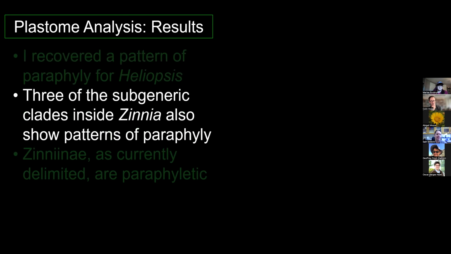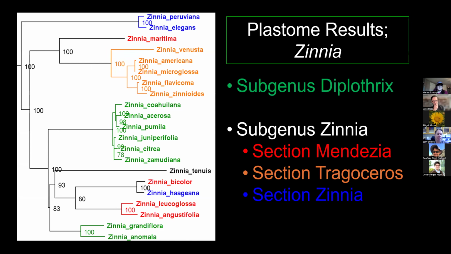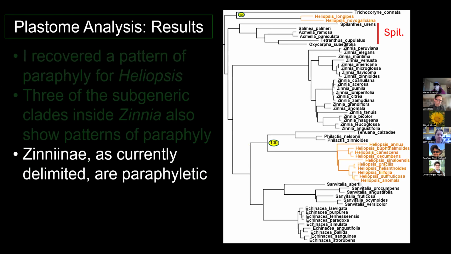Let's jump into Zinnia, which I showed you before with all those colors, making a tree with plastomes. You can see that in orange section Tragoceras comes out really nicely, but the other ones are what you'd call messy. There's paraphyly all over the place here with our different sections, but we'll deal with this later when we've got nuclear data as well. And lastly, Zinniini itself is paraphyletic due to this Heliopsis coming outside of the Spilantini most recent common ancestor.